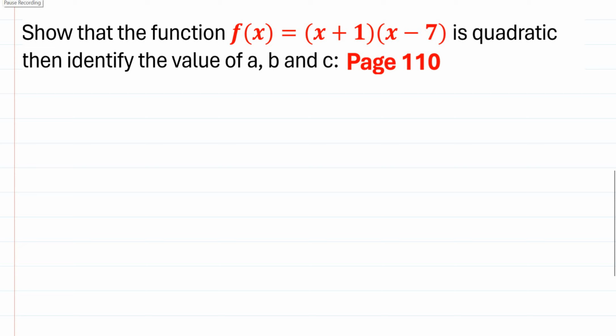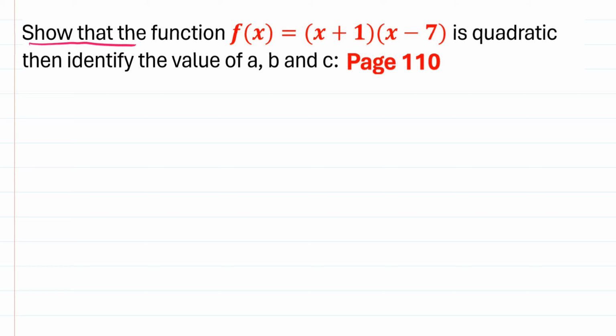Students, something else that we should study in this section is how to show or prove that a function is quadratic. For example, I have f of x equals (x plus 1)(x minus 7) is quadratic. When the question says "show that," it means 100% this is quadratic, but you need to prove it. This is page 110 in our book.